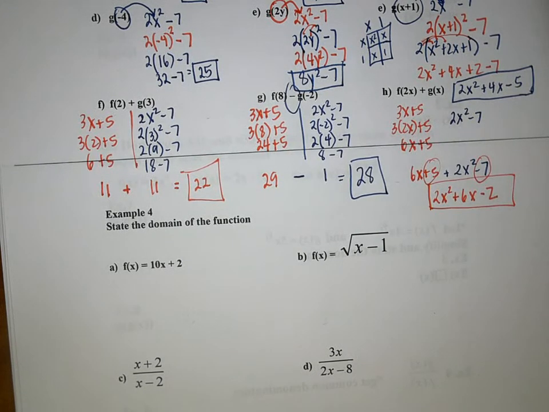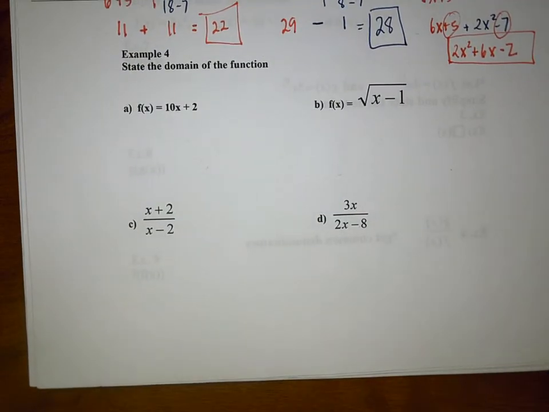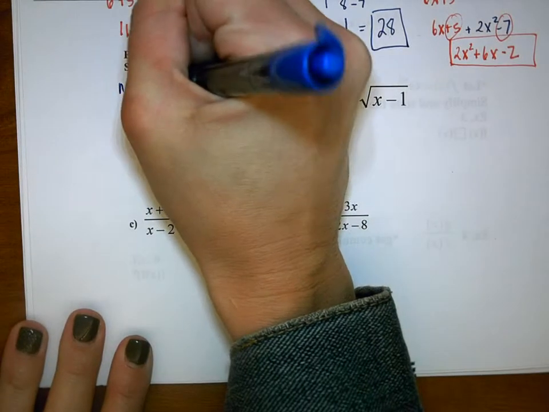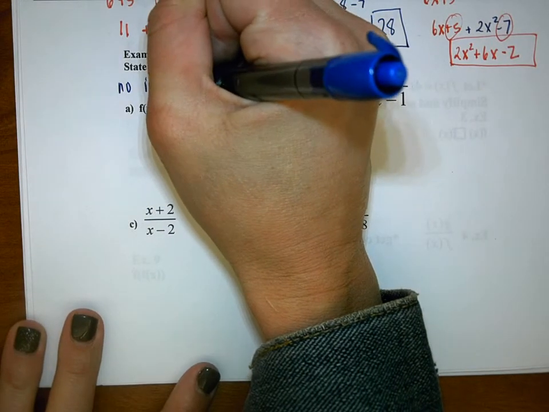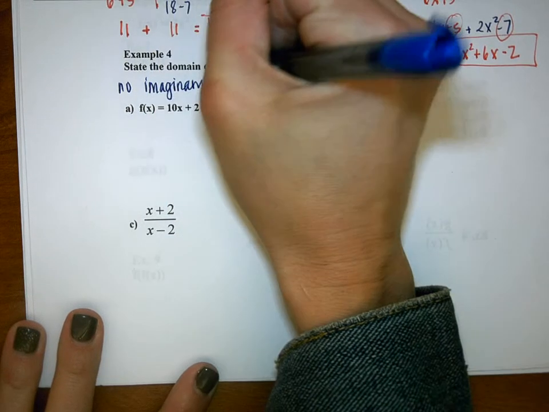Do we feel pretty good about this? Yes. Awesome. Okay. Example 4, it says state the domain of the function. We talked a little bit about this on worksheet 3B. The one thing you have to worry about with domains is that you do not want them to make imaginary numbers. Okay? So you do not want imaginary numbers. So I'm just going to write this here. No imaginary numbers.